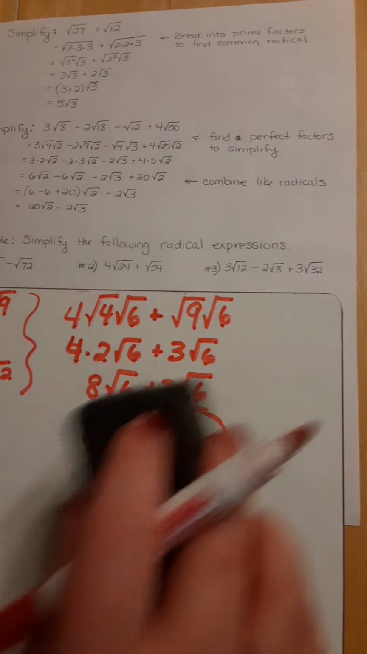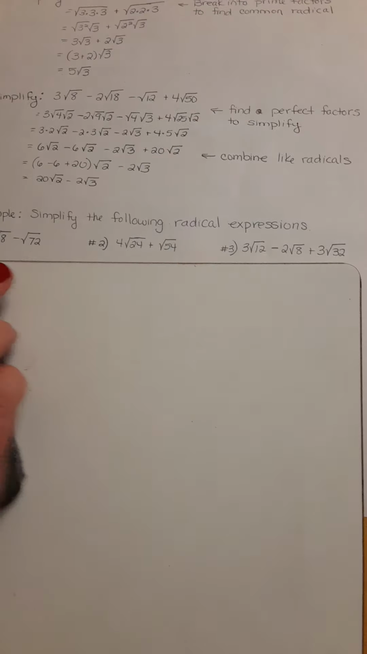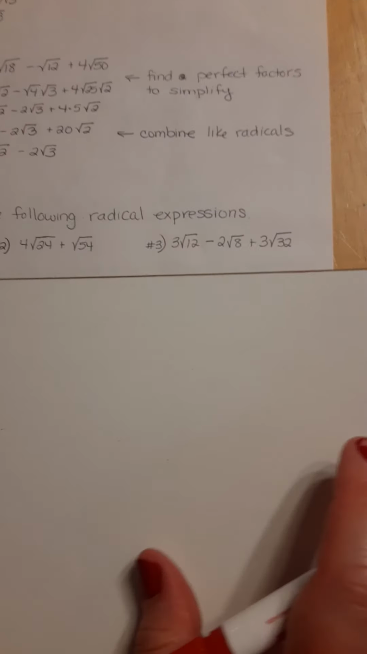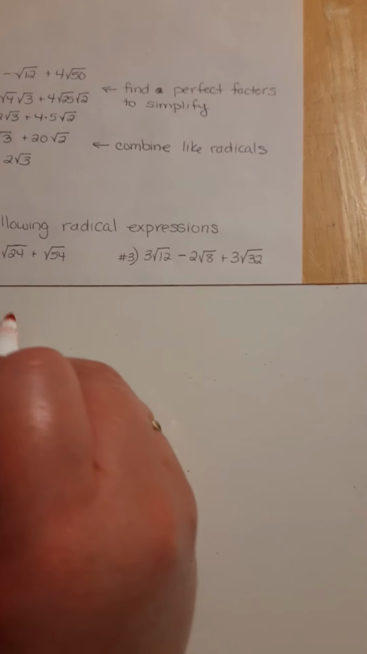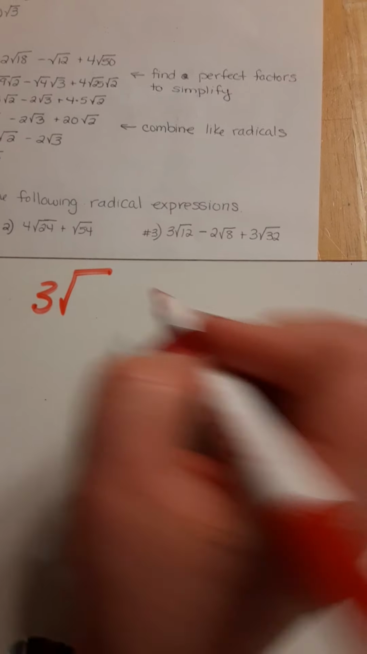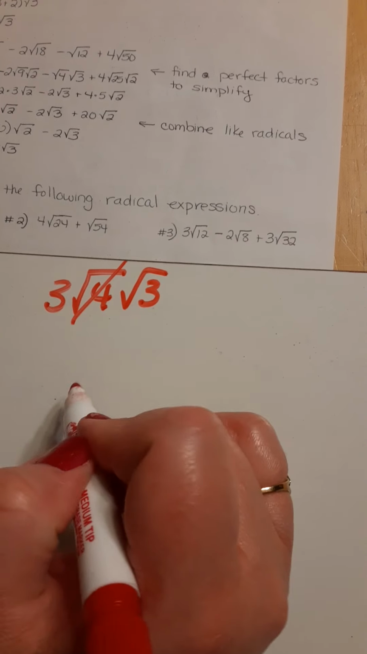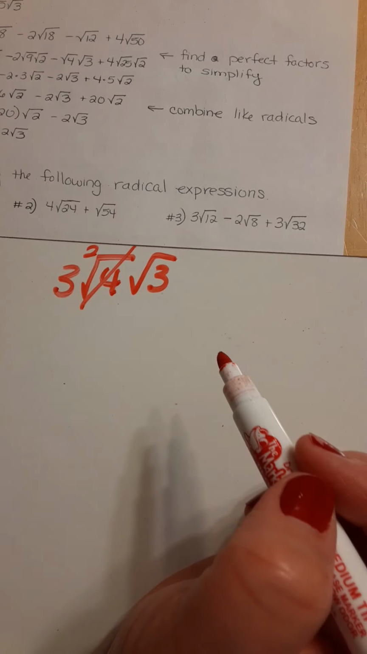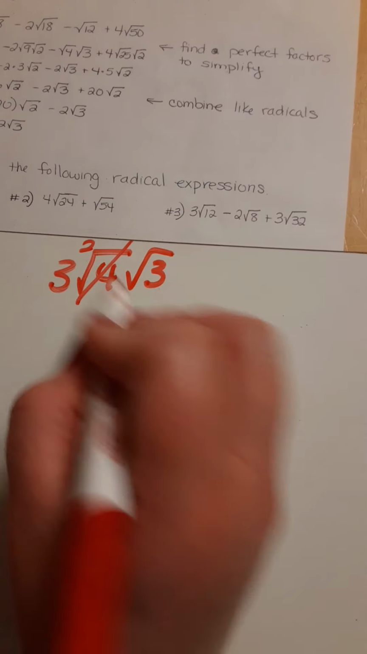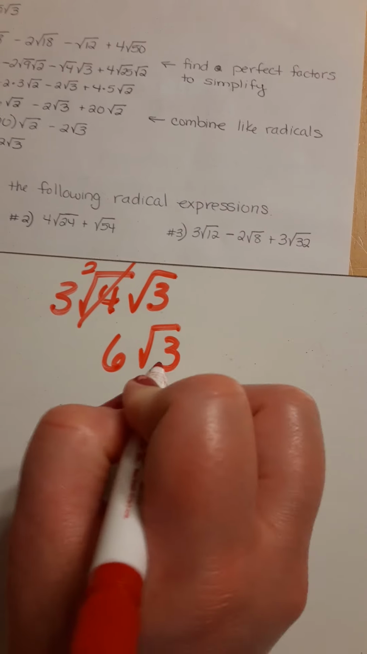Okay, this last one here. Okay, it's larger. Don't let it scare you. Let's finish it up. Let's find our perfect squares. So we've been working with 12 again, and we know it's 4 times 3. That, once I take the square root, turns into 2. So I end up with 3 times 2, which is 6 times the square root of 3.